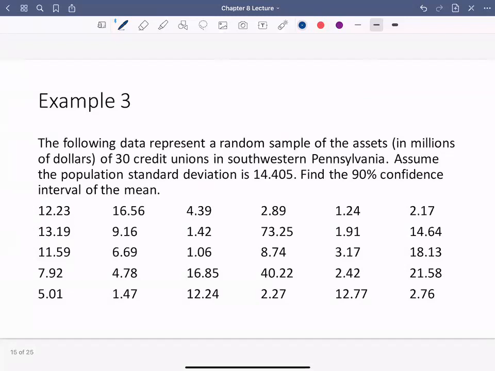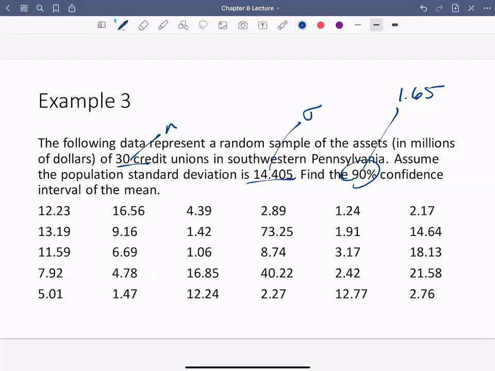All right, one last example before we move to the next section. So this example says the following data represent a random sample of the assets in millions of dollars of 30 credit unions in southwestern Pennsylvania. Assume the population standard deviation is 14.405 and find the 90% confidence interval of the mean. So 30, this should tell us our N. 14.405 is our sigma, our standard deviation. The 90% confidence interval, it's a 1.65.